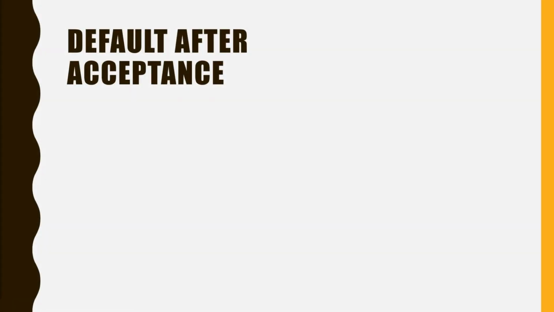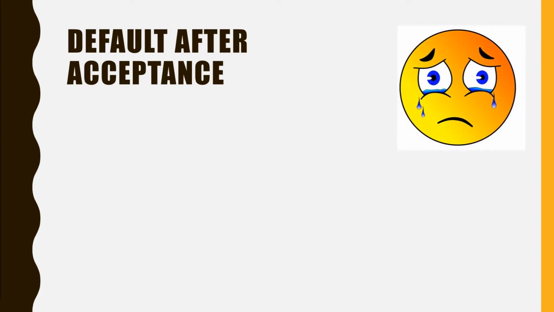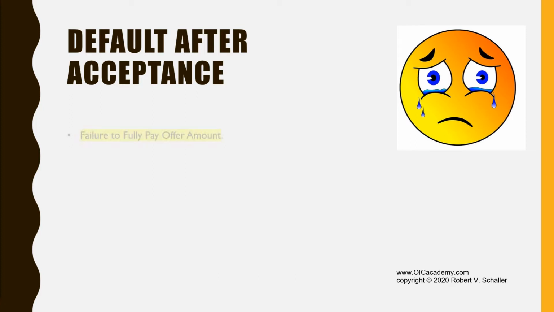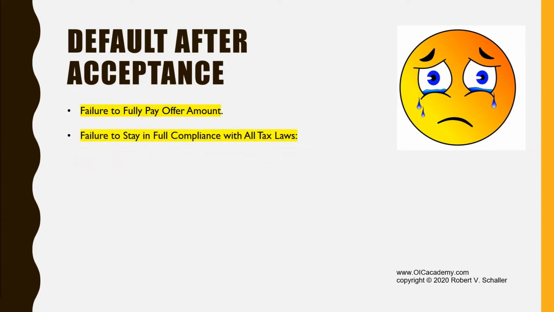Let us begin by exploring the taxpayer's default of the offer and compromise agreement after acceptance, including the resulting consequences. A taxpayer defaults on the offer and compromise agreement by failing to stay in full compliance after the offer has been accepted. The taxpayer must fully pay the offer amount specified in Form 656 to avoid default. The taxpayer must remain in full compliance with all tax laws to avoid default.